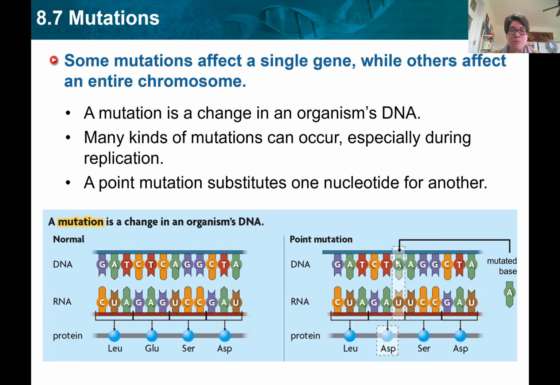And then if we just switch out this one guy right here, the CG is being switched out with an AU over here, just one nucleotide. This is a point mutation. It's a substitution, like a substitute teacher. You're switching one in for another. It's going to change that amino acid. So it's going to make an asparagine instead of a glutamine. So that's an example of a mutation.